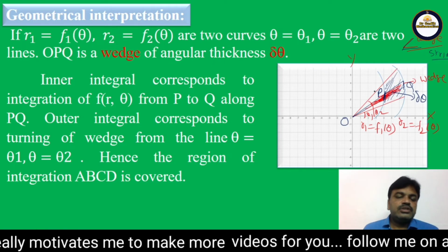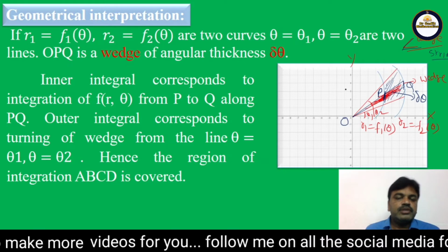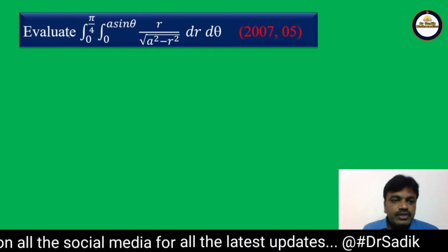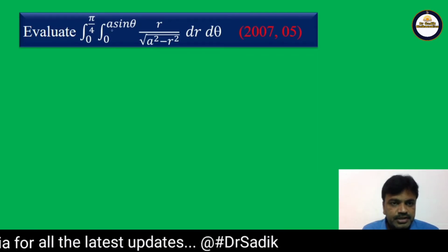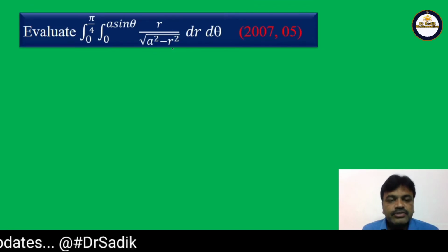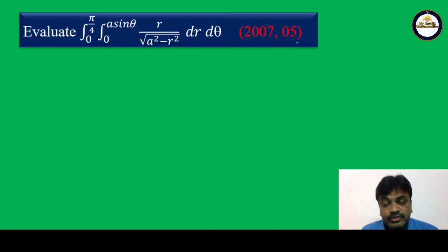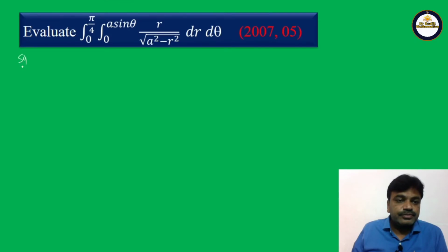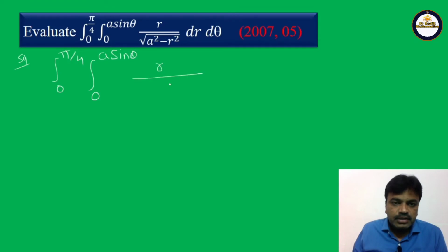Okay, this is about the geometrical interpretation of double integration in polar form, friends. Let us see the problem on polar form. Evaluate the integral 0 to pi by 4, integral 0 to a sin theta, r by square root of a square minus r square dr d theta. This was asked in 2007 and is an important problem, friends. So, solution: integral 0 to pi by 4, integral 0 to a sin theta, r by square root of a square minus r square dr d theta.